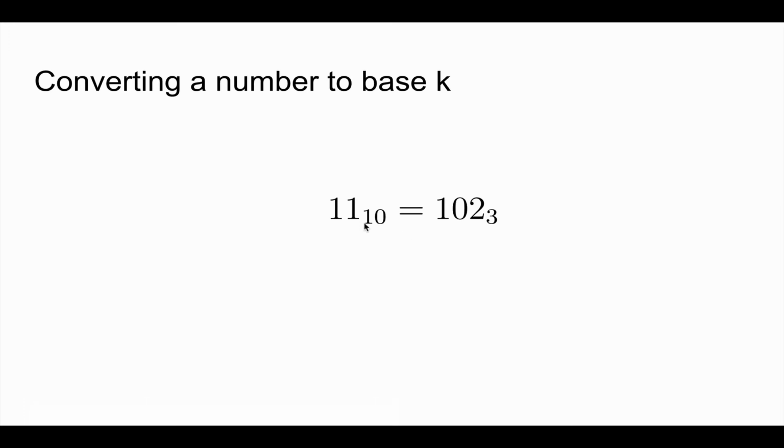Let's go through how to convert a number into a different base, k. For example, 11 in regular old base 10 is equal to 102 in base 3. Why is it equal to 102? Well, because we can write 11 like this. We can write 11 as the sum of a bunch of terms where every term has two numbers in it. It's got a power of 3, and it's also got a constant term that, in the case of base 3, is going to be either 0, 1, or 2.